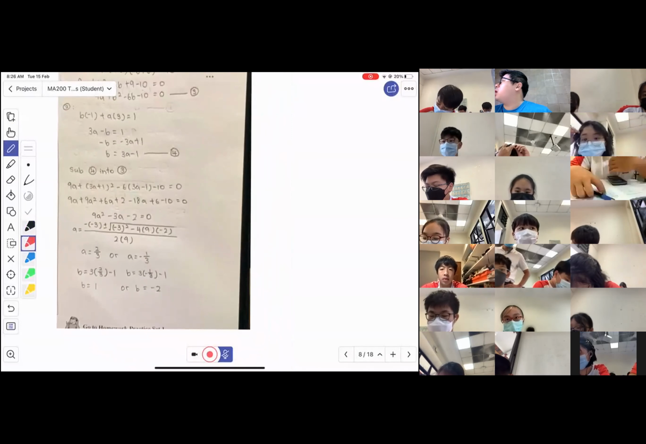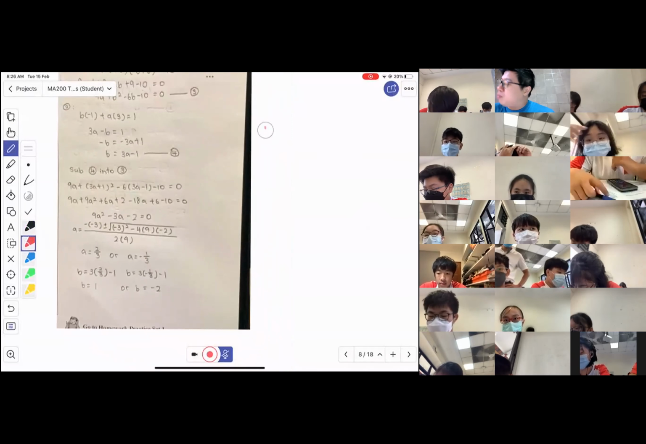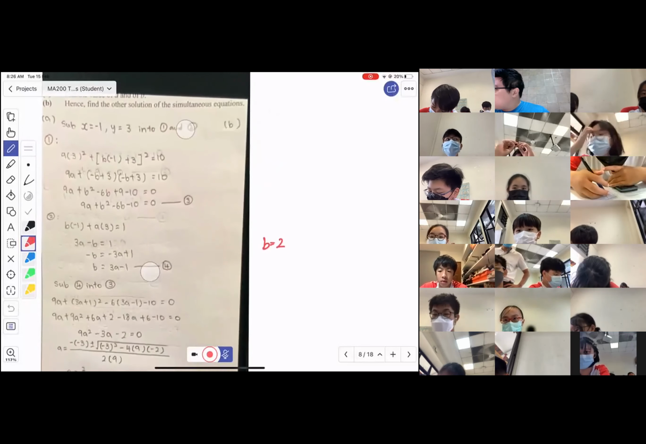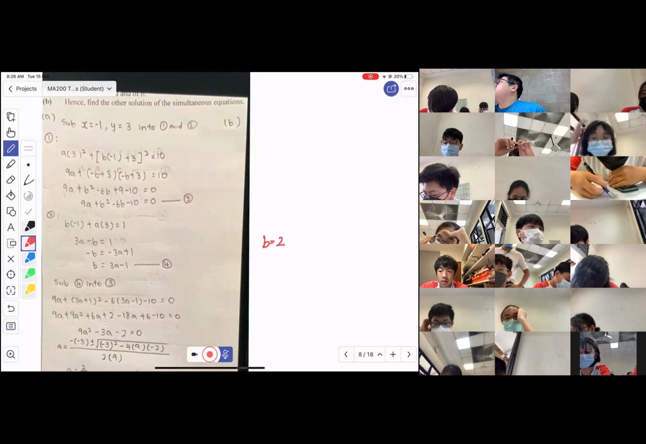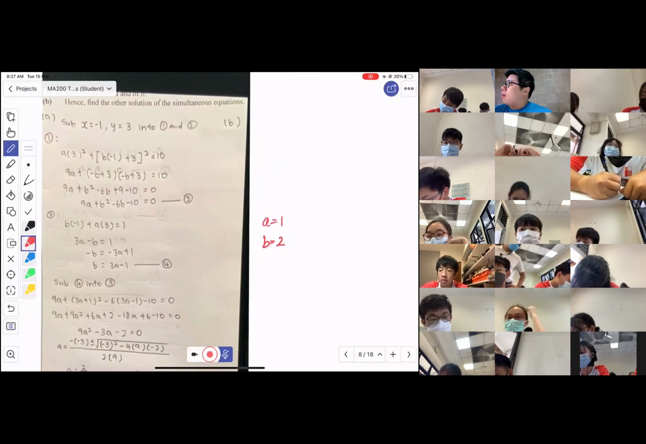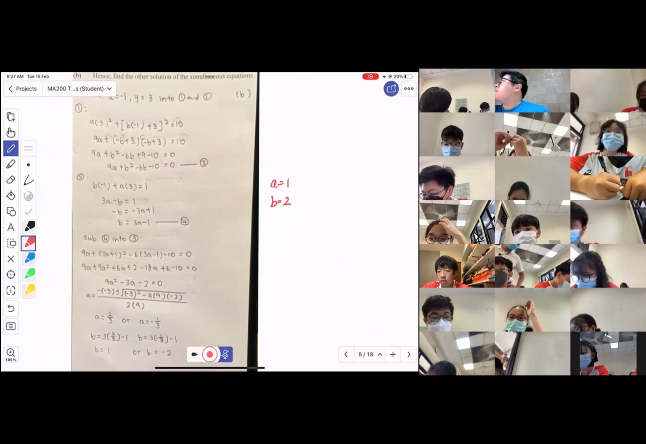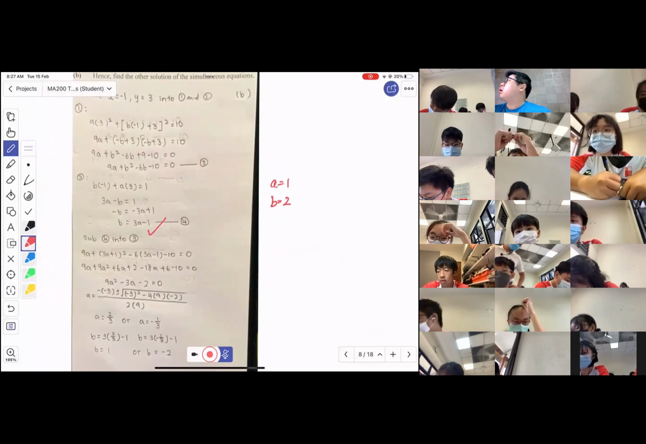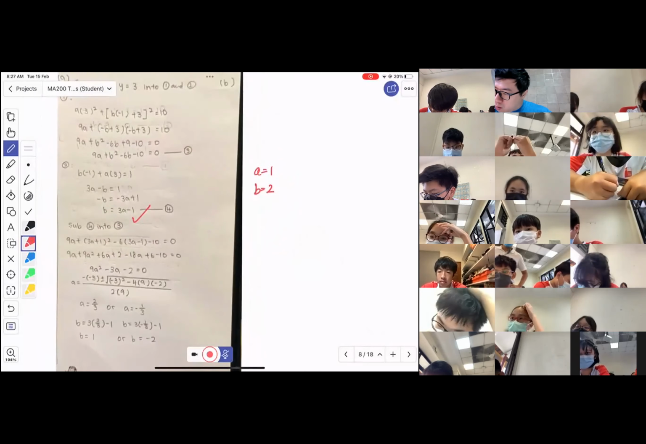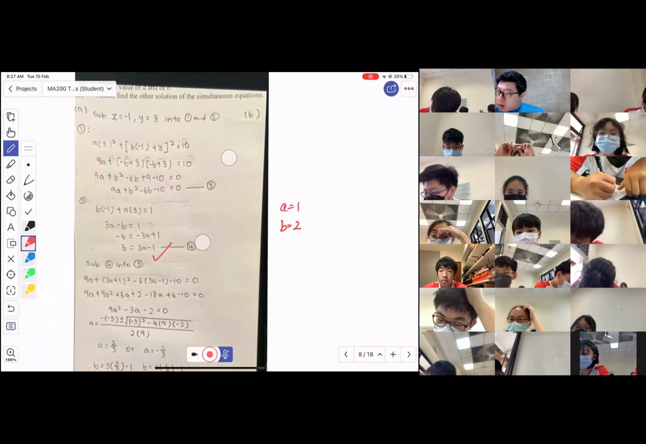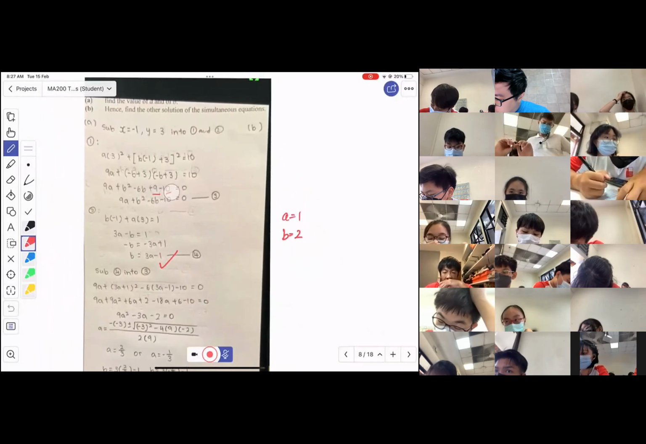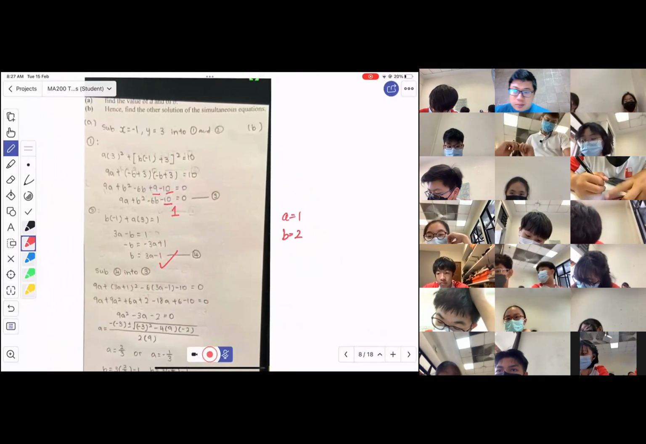These two are okay. Let me check. Your B should be 2, and A should be 1. This one is correct: 9A squared plus B squared minus 6B minus 1. Minus 1? Plus 9, minus 10. This one should be minus 1.